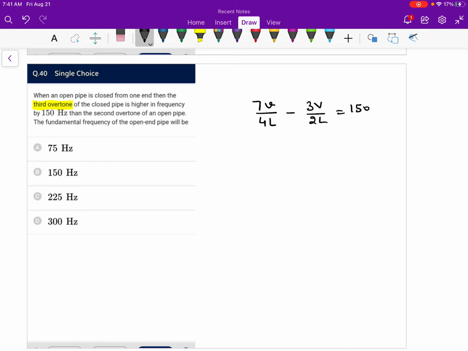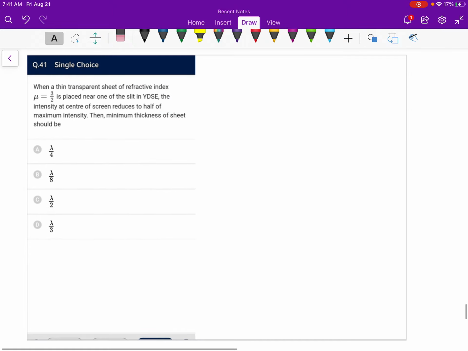Now calculate the fundamental frequency of the open end pipe. So v by 2L is the fundamental frequency, that is 7 by 2 minus 3, which is 150. So v by 2L is 300 Hertz. So 300 Hertz, D is the correct option.